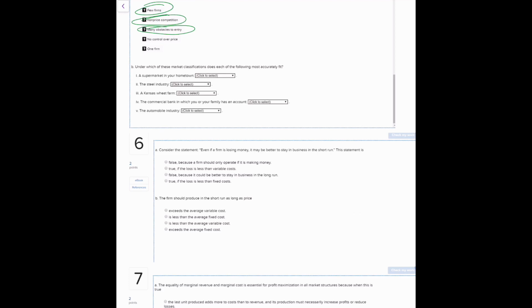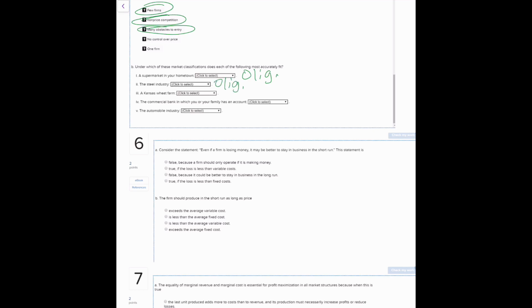B says, under which of these market classifications does each of the following most accurately fit? This is a good chance to see this. A supermarket in your hometown is probably part of a chain, so oligopoly. The steel industry, again, only a few firms that dominate, oligopoly.